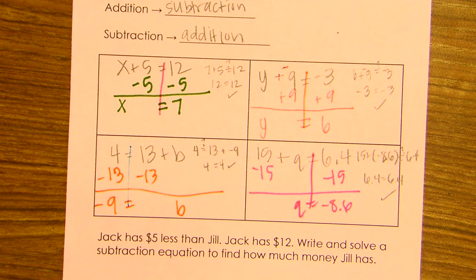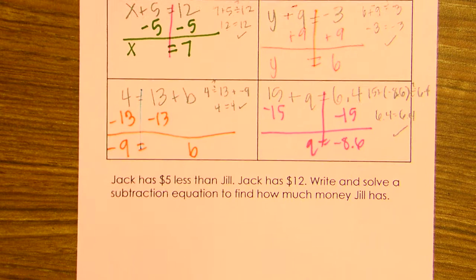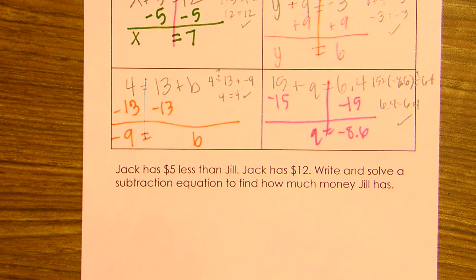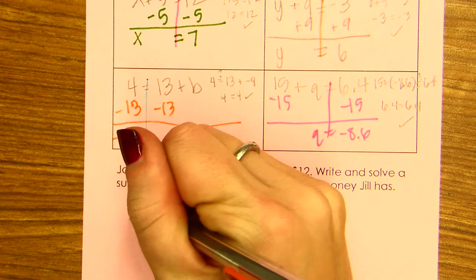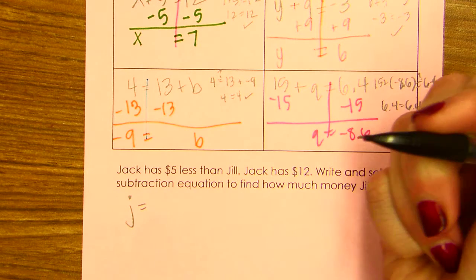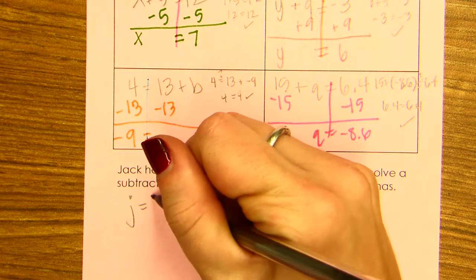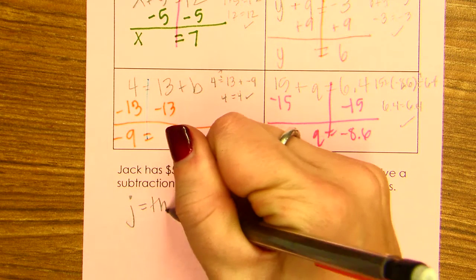The next one is a story problem, so let's read that together. It says, Jack has $5 less than Jill. Jack has $12. Write and solve a subtraction equation to find how much money Jill has. So the first thing we always do when we have a story problem is to define our variable. So that means I'm going to pick a letter, and I'm going to use J because it's Jill's money. And J is the amount of money Jill has.